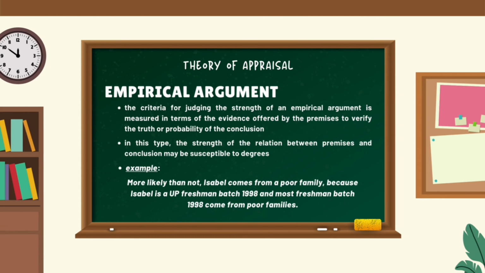First is the empirical argument. The criteria for judging the strength of an empirical argument is measured in terms of the evidence offered by the premises to verify the truth or probability of the conclusion. In this type, the strength of the relation between premises and the conclusion may be susceptible to degrees. More likely than not, Isabel comes from a poor family, because Isabel is a UP freshman batch 1998, and most freshman batch 1998 come from poor families.